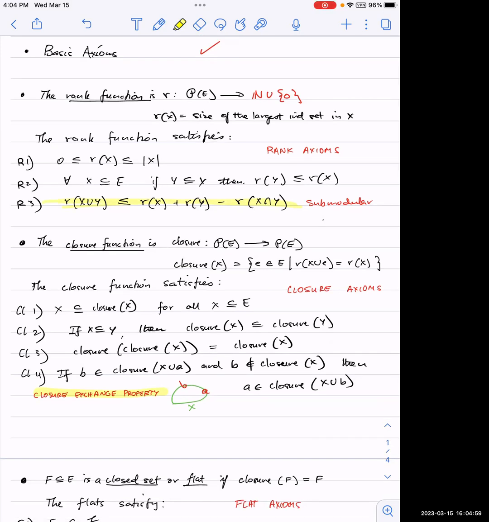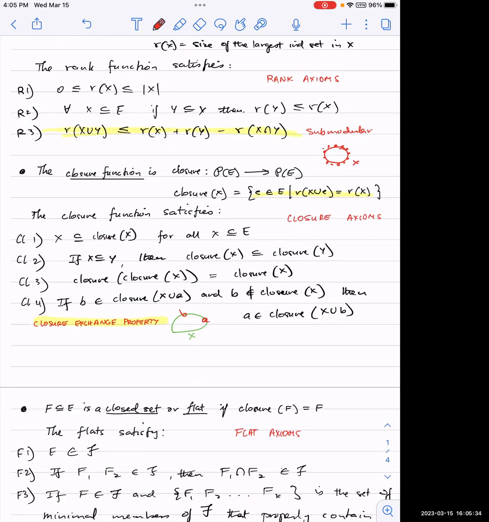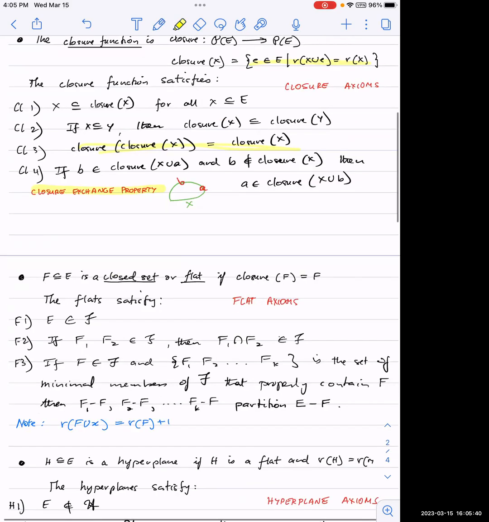So the closure function is a function from the power set of E to the power set of E, defined as the set of all e such that the rank of X union e is equal to the rank of X. It's somewhat topological in nature. So you have the set X and all the elements outside X that will not increase the rank of X, right? And you just sort of throw all that in. And the closure function satisfies these axioms. And I think we're going to use number 3 in some of the stuff we're doing today.